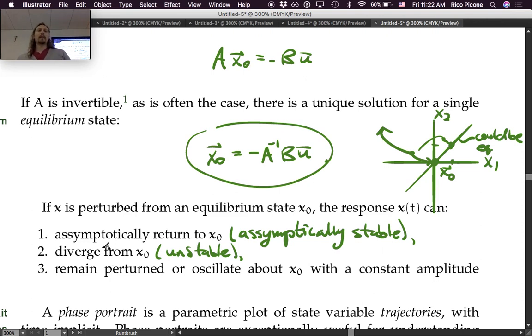Okay. Another possibility is that it doesn't go back to equilibrium, and it doesn't go off to infinity. Instead, it just stays put, or it just oscillates, going round and round and round. Okay, those are the three possibilities. So if it does that, it's kind of in between, right? It's not going back to equilibrium. It's not going off to infinity, but it's just hanging out, right? And we call that marginally stable.